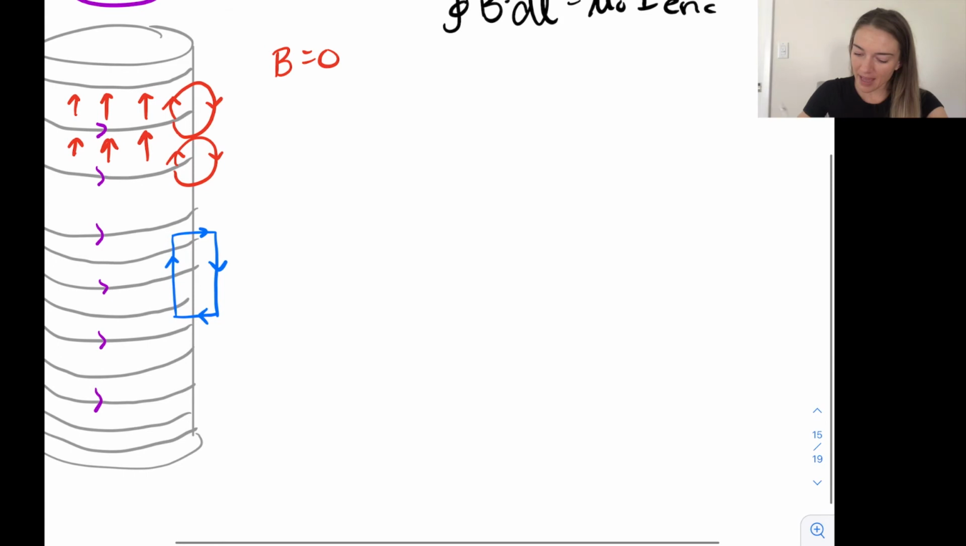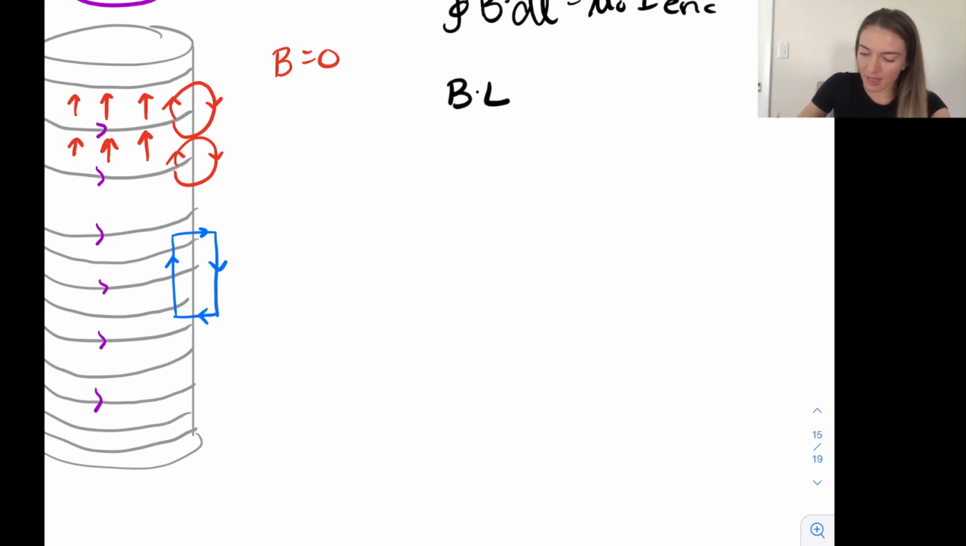So we said that on this little leg of our rectangle, we have B times L. This rectangle has some length L, and we know that the magnetic field is constant in this interior, so it's just going to be the magnetic field times the length of this piece of Amperian loop. So this is just B dot L. So we have BL over here.